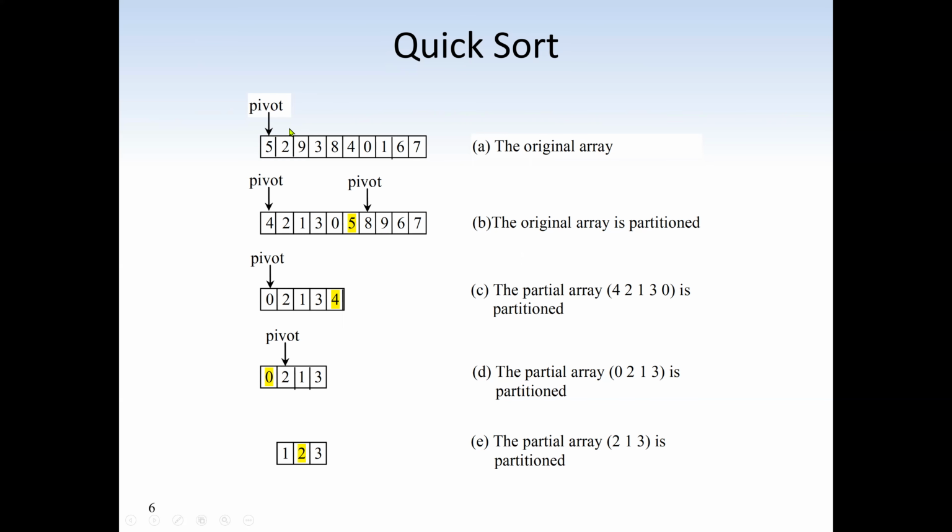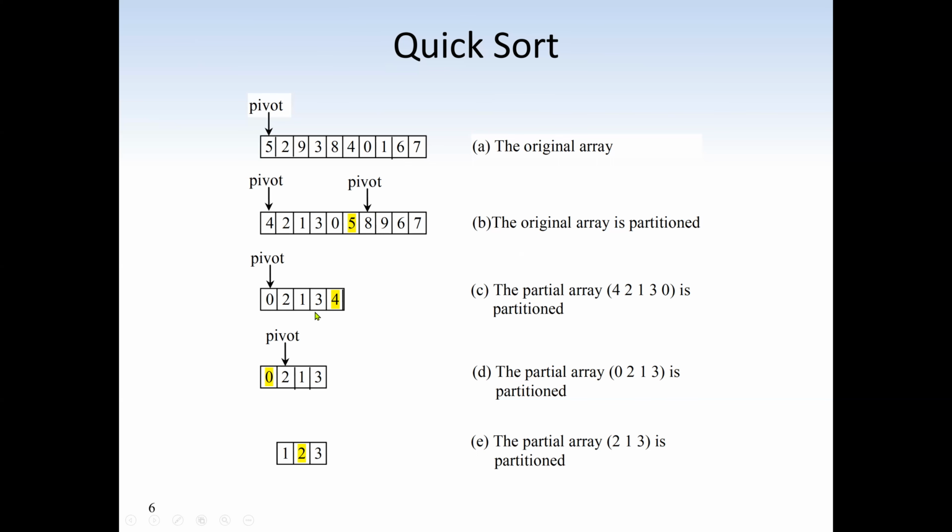The first thing, we get a partition element. Then we make sure that all the sublists to the left are lower than the partition element, and to the right are greater than the partition element. Then we are going to partition the lower side separately, and the upper side separately.